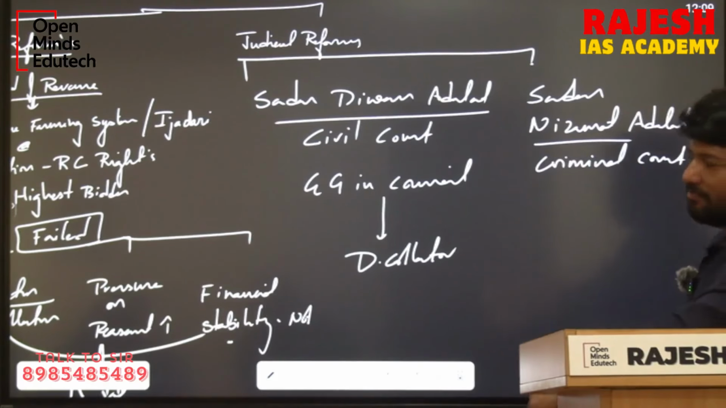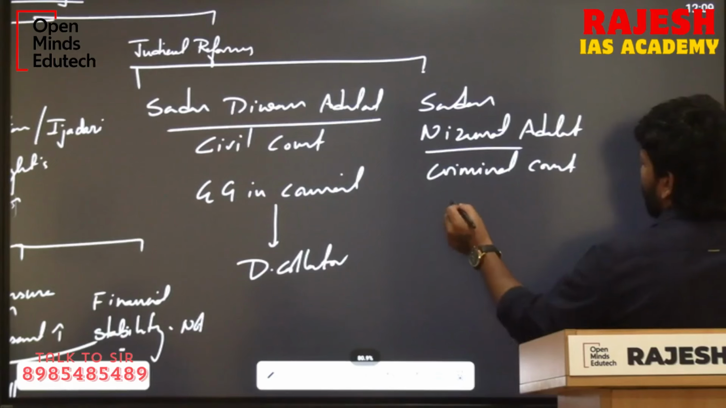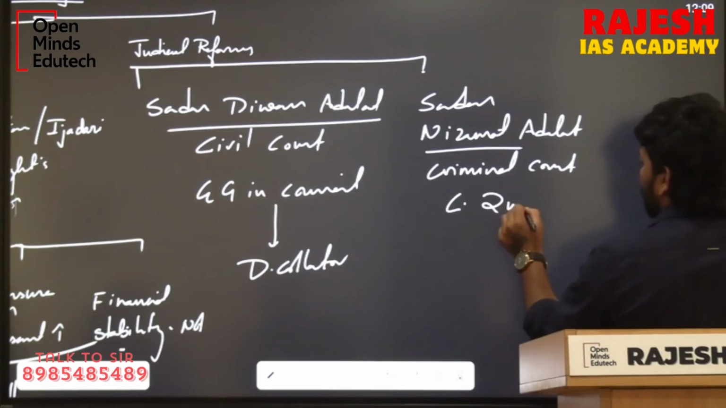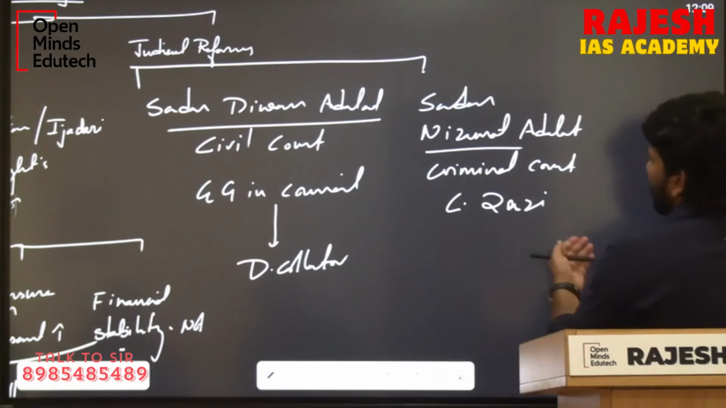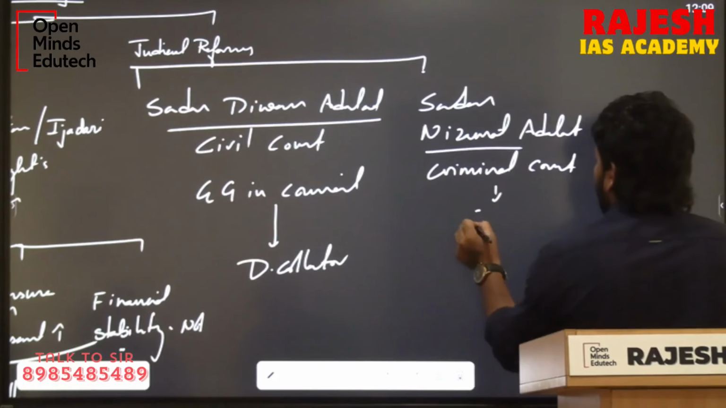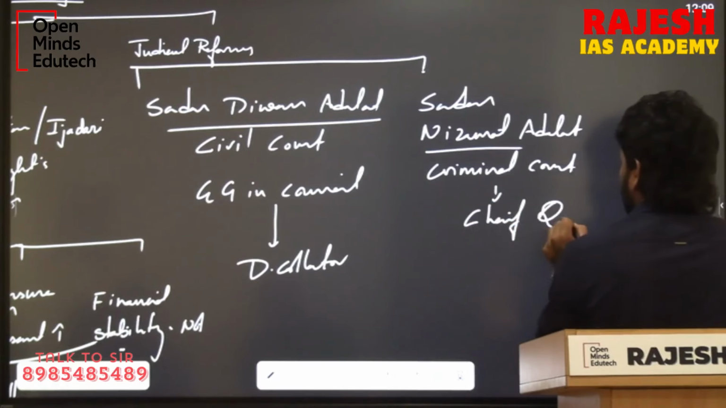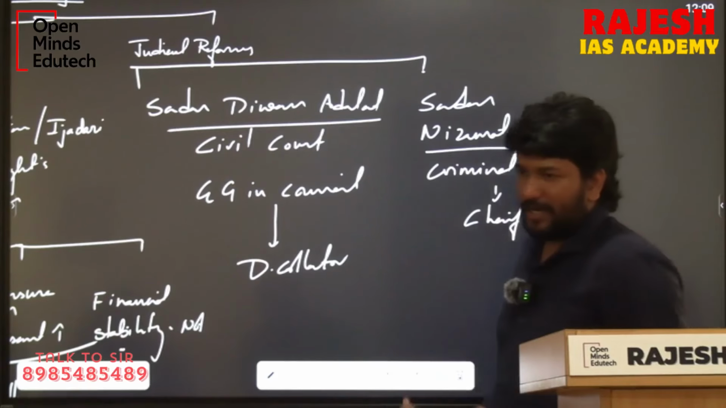On the criminal side, will they interfere? No. Chief Qazi, like the Mughals. Qazi is the judge on the Mughal side. So Muslim laws will continue here. Chief Qazi is the main judge, and the same Mughal structure has continued.